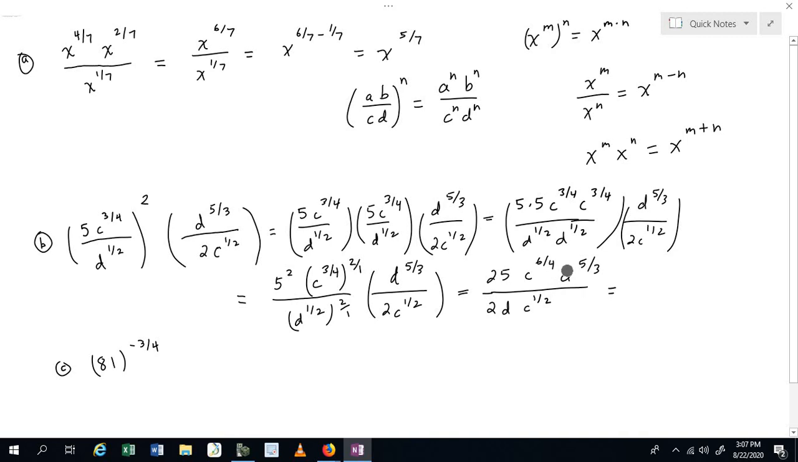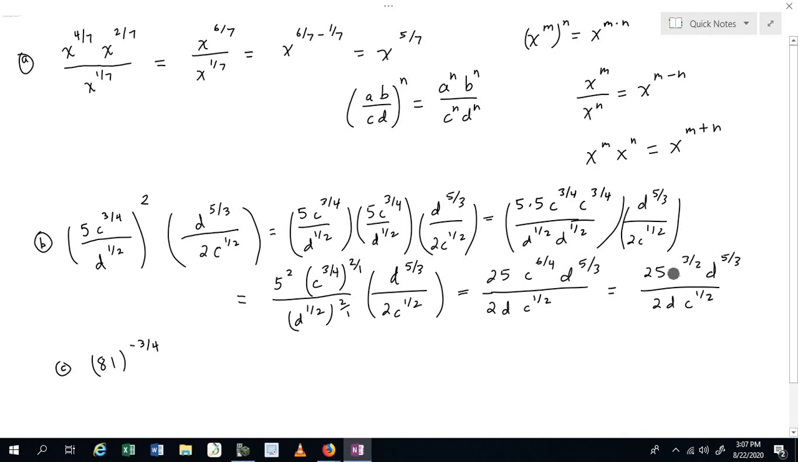Okay, so then this can be reduced. So I'm going to write that as 3/2 times d to the 5/3, 2d, c to the 1/2. Okay, so then the only thing left to do here is we can use this property here where we subtract the bottom exponent from the top one.